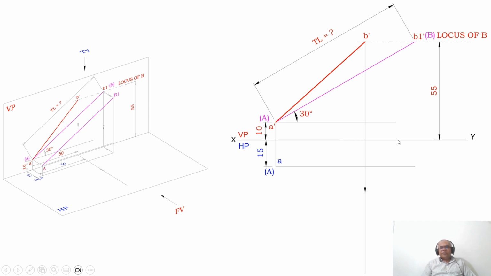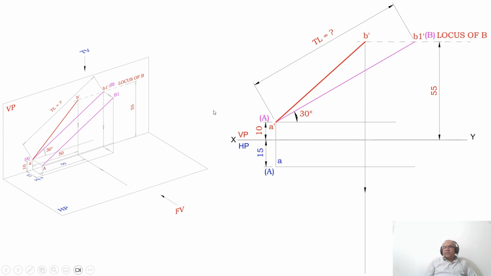So from the XY line you measure 55 mm and draw a horizontal dashed line, and that is going to be the locus of B in the front view. You mark it as the locus of B in the front view. And then with A dash as the center you measure an angle of 30 degrees, because the line is given as inclined at 30 degrees to HP.